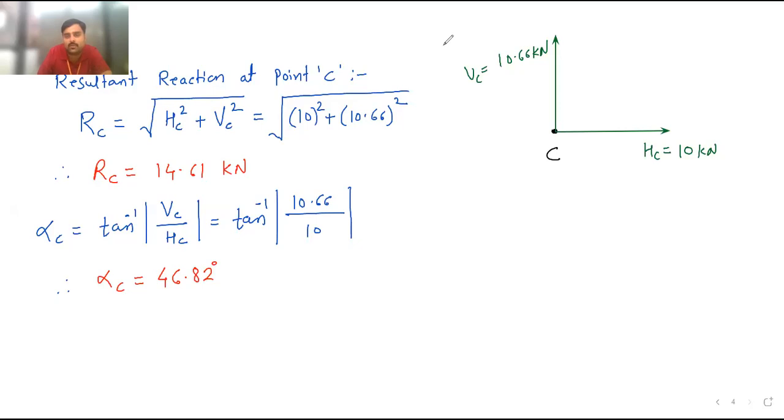Now again I will join the parallelogram. I will form the parallelogram, and then the diagonal of the parallelogram will give me the resultant. So this is RC, which is equal to 14.61 kilonewton. And this is the angle alpha C, which is 46.82 degree. So here now the problem ends. Okay. Anybody having any doubt, any difficulty, anything you want to ask regarding this numerical, you can ask me.